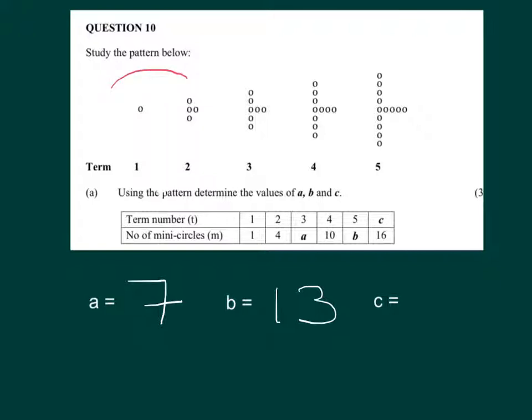1 plus 3 gives us 4. 4 plus 3 gives us 7. 7 plus 3 gives us 10, and 10 plus 3 gives us 13 mini-circles. This would then mean that the very next term would have 16 mini-circles. So C's value must be 6. Term 6 will have 16 mini-circles.